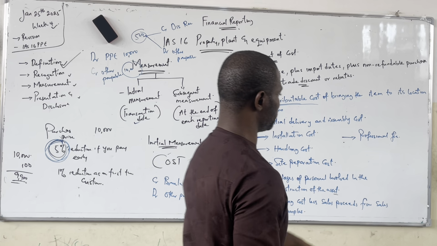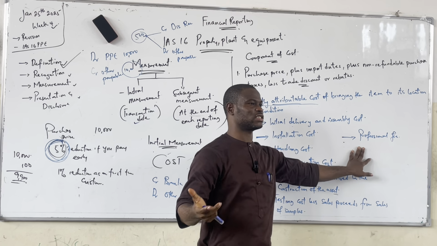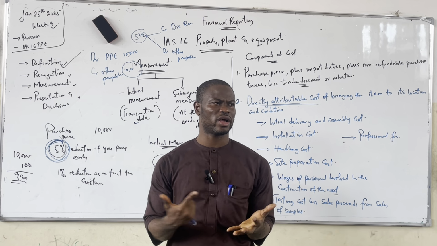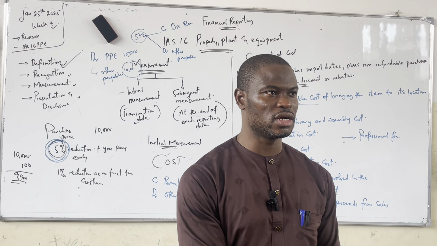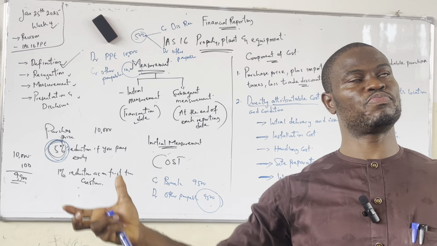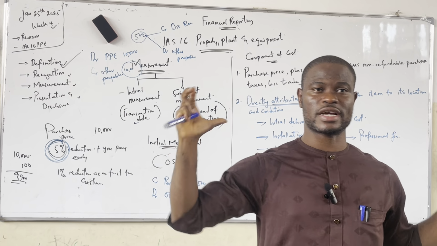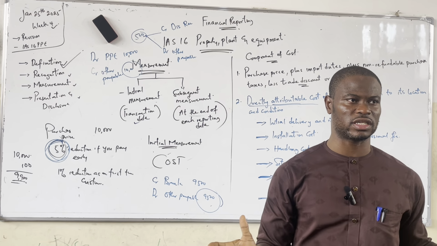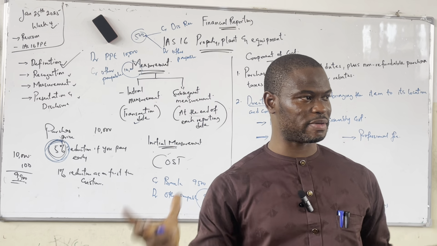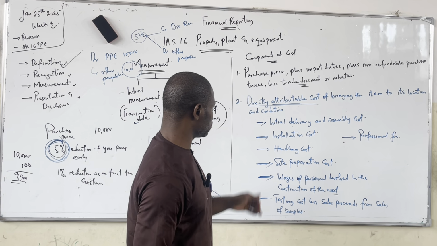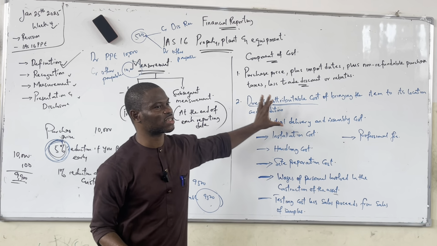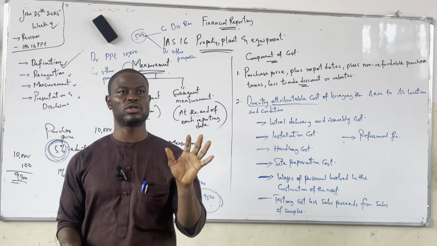Then, professional fee, depending on the type of asset. There are some assets that will require that a lawyer signs a contract, or probably you want to build a structure, you need to get an architect, you need to get an engineer and all of that. Those have to be capitalized. So these are directly attributable costs.